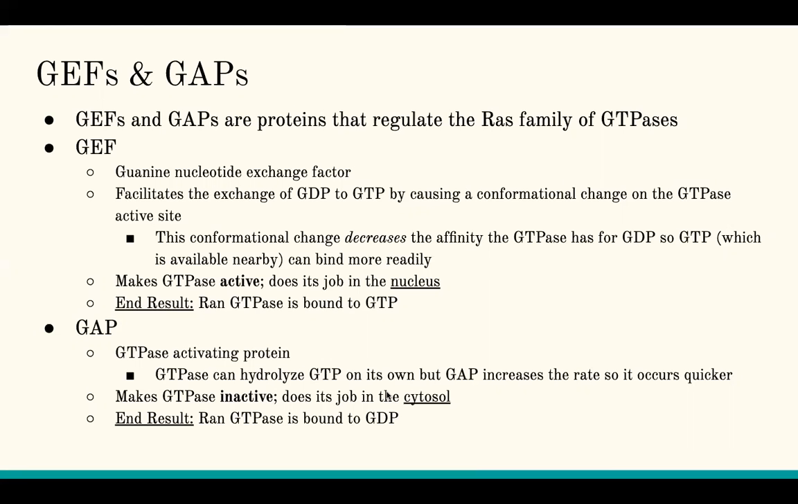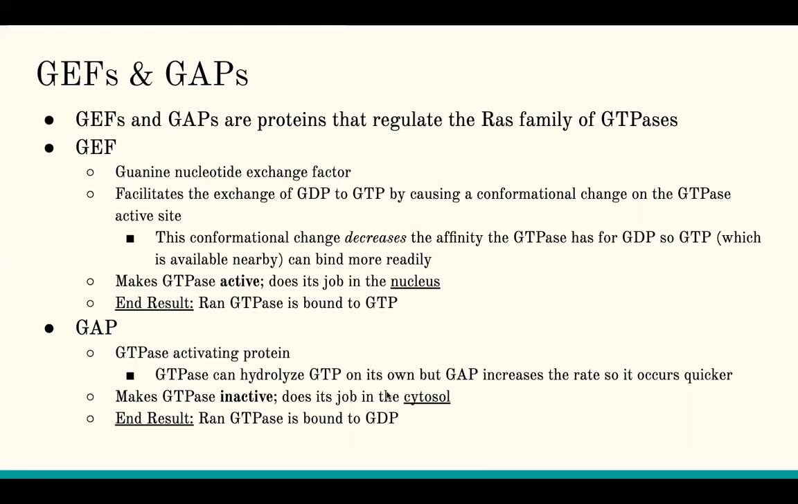And there's a lot of GTP around in the nucleus that can easily slip in and bind to that active site. And once RAN is bound to GTP, it is now active. So your GEF is making your RAN GTPase active, and its job occurs in the nucleus. And your end result is that it's bound to GTP.